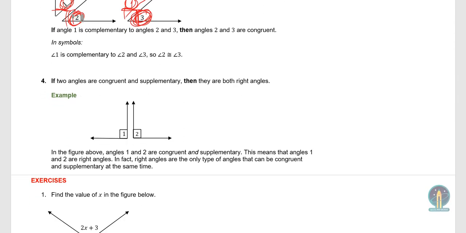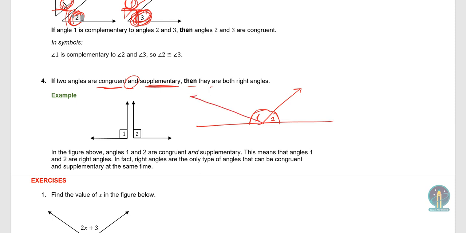Last idea in congruency of angles. If two angles are congruent and supplementary, adding to 180 degrees, then they are both right angles. So think about this for a second. You can have two supplementary angles, right? For example, angles 1 and 2 are supplementary, but they're not congruent because 1 is clearly greater than 2. Angle 1 is obtuse, angle 2 is acute, so they add up to 180 degrees. They are supplementary, but they're not congruent.